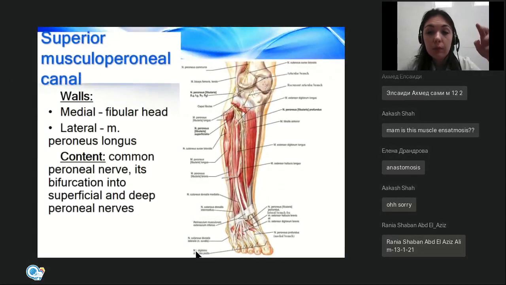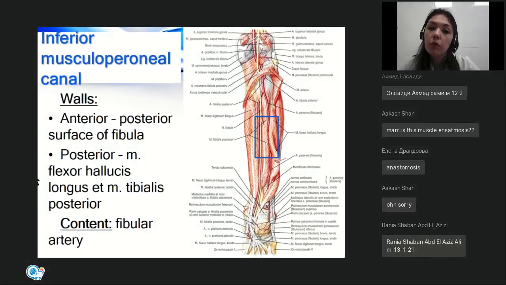And 2 more canals are also present in the leg on its lateral surface. The superior musculoperoneal canal medially is bounded by the fibular head and laterally by the peroneus longus muscle. Through this canal the common peroneal nerve passes, and passing through it, it bifurcates into the superficial and deep peroneal nerves. The inferior musculoperoneal canal anteriorly is bounded by the posterior surface of the fibula and posteriorly by the flexor hallucis longus and tibialis posterior muscles. And the peroneal artery passes through it.